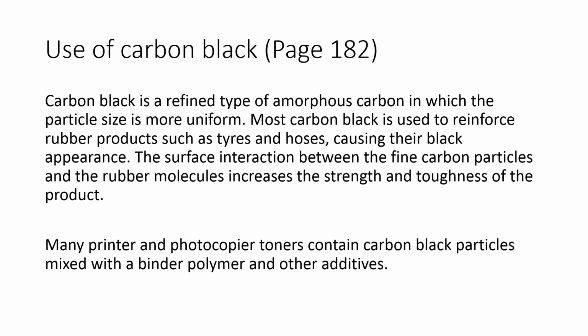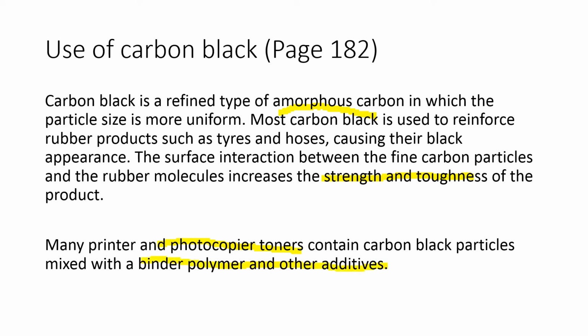So, the use of carbon black. It says carbon black is a refined type of amorphous carbon in which the particle size is more uniform. Most carbon black is used to reinforce rubber products such as tires and hoses, causing their black appearance. The surface interaction between the fine carbon particles and the rubber molecules increases the strength and toughness of the product. Many printer and photocopier toners contain carbon black particles mixed with the binder, polymer, and other additives.